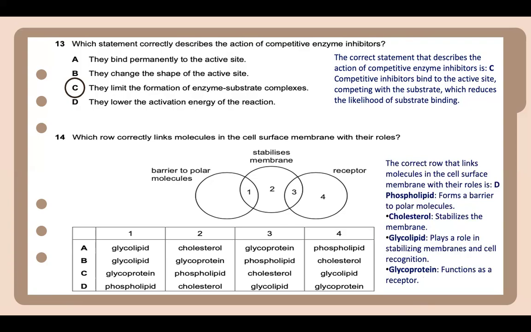The correct rule that links molecules in the cell surface membrane with their role is: phospholipid, which forms a barrier to polar molecules. Cholesterol stabilizes the membrane. Glycolipid plays a role in stabilizing membranes and cell recognition. And finally, we have glycoprotein, which functions as a receptor.